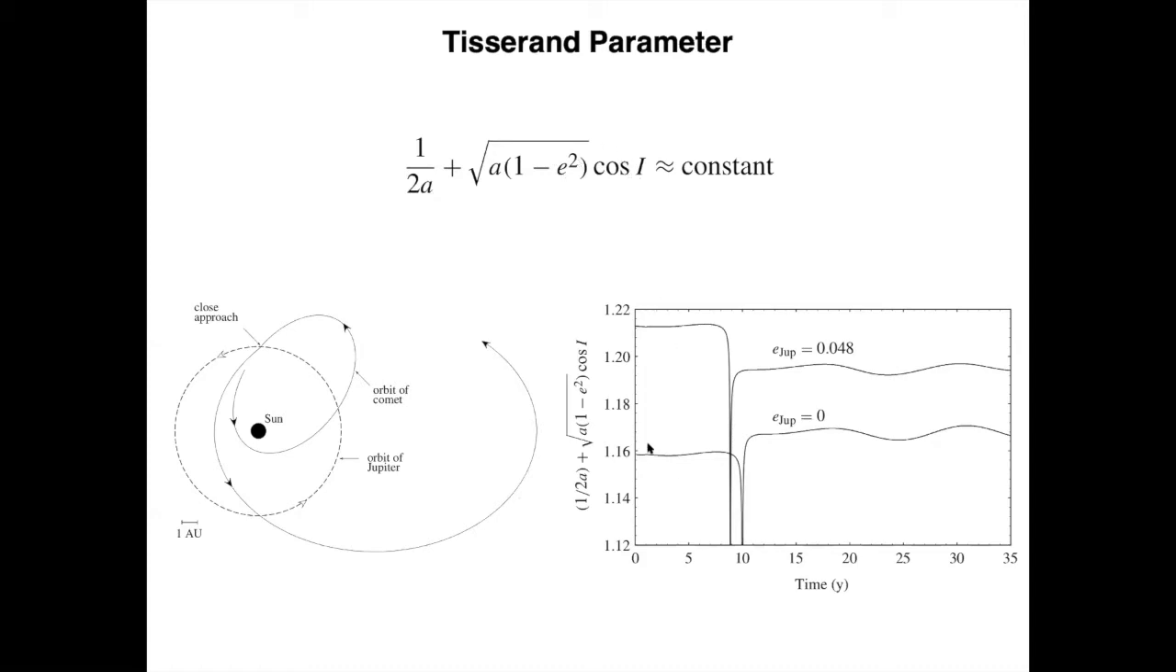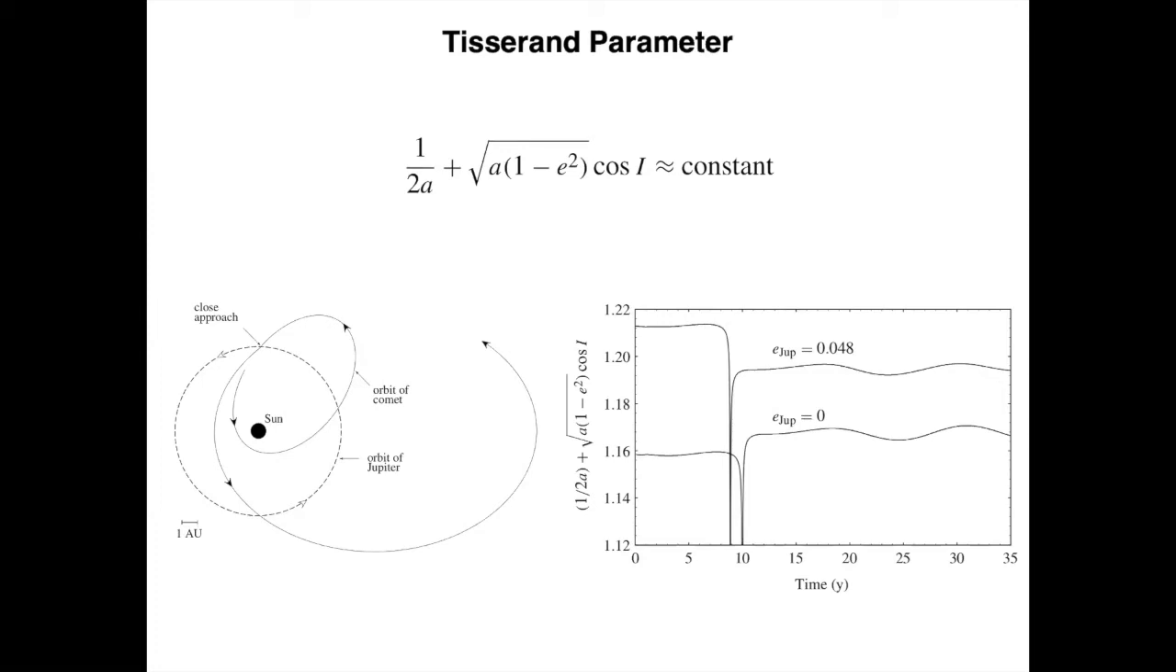The conservation is not perfect. Here you see, for eccentricity of Jupiter equals 0, the Tisserand parameter before the encounter and after the encounter. So it varied, but it's slightly around the same number, a variation of a percent. Same thing here for a higher eccentricity of Jupiter, 0.048. It passes from this level to this level. Again, this oscillation here is the orbital period of Jupiter.